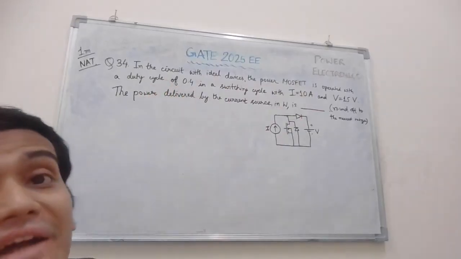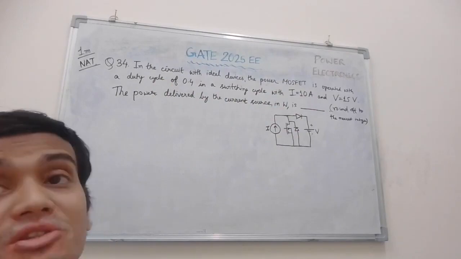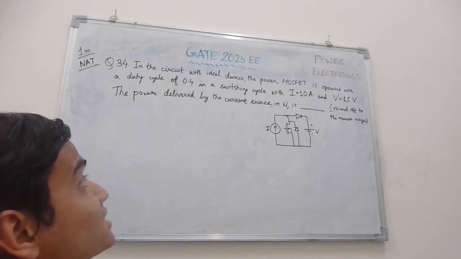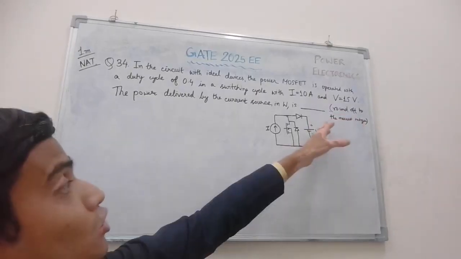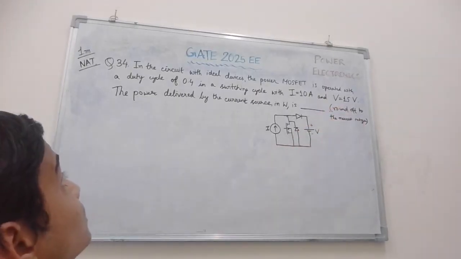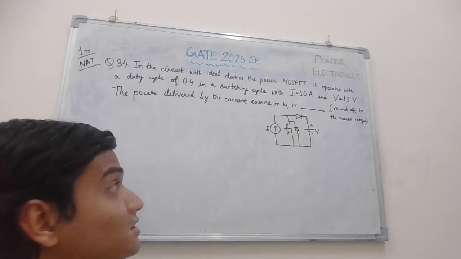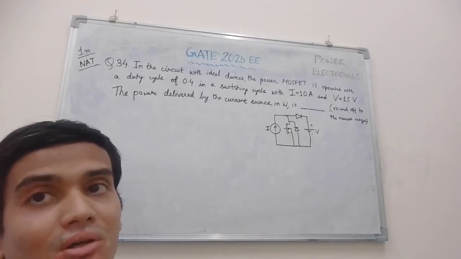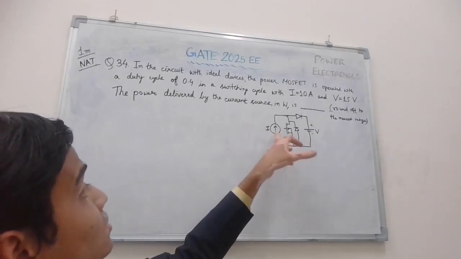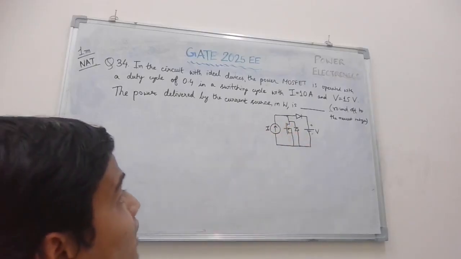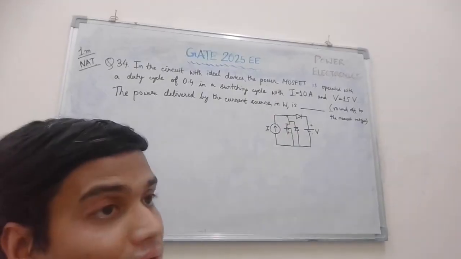Question goes like, in the circuit with ideal devices, the power MOSFET is operated with a duty cycle of 0.4 in a switching cycle with I equal to 10 ampere and V equal to 15 volt. The power delivered by the current source in watt is dash, round off to the nearest integer. So we need to calculate the power delivered by the current source in watt, to the nearest integer.